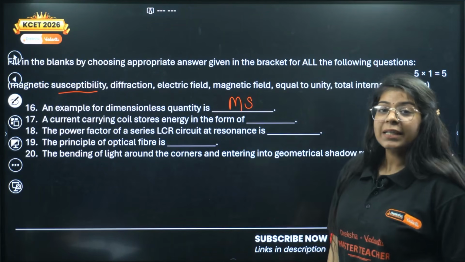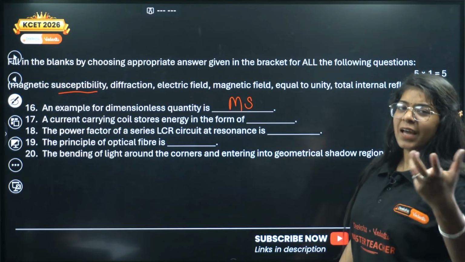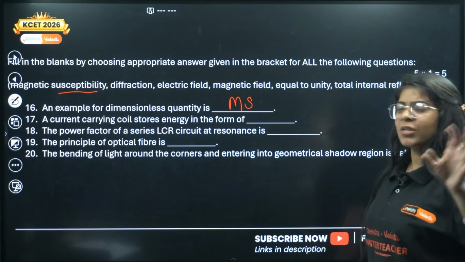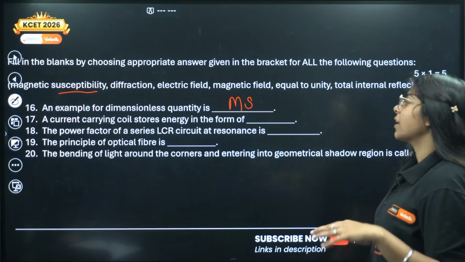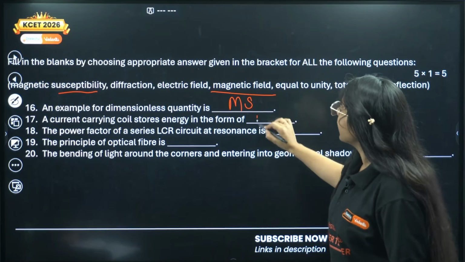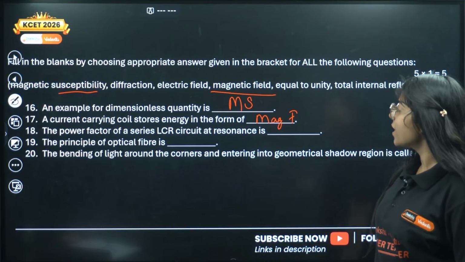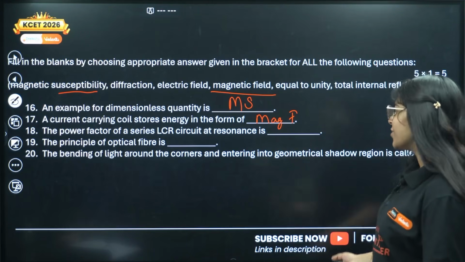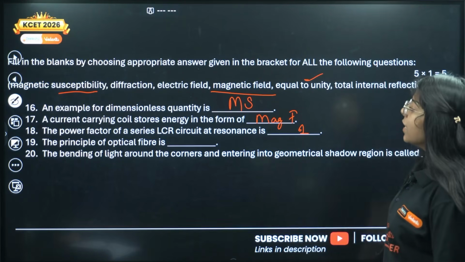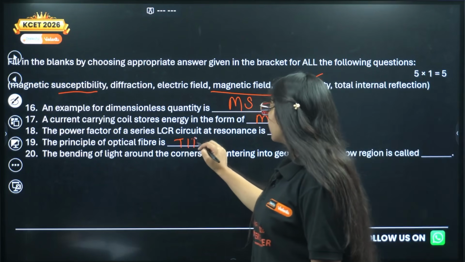Correct? A current carrying coil stores energy in the form of what? We know that if a current is passed, a magnetic field gets generated. We are studying it from 10th class. So a current carrying coil stores energy in the form of magnetic field. Correct? Magnetic field. Next, the power factor of a LCR circuit at resonance. So at resonance, power factor is equal to unity, that is 1. Correct? The principle of optical fiber is very easy, that is total internal reflection.